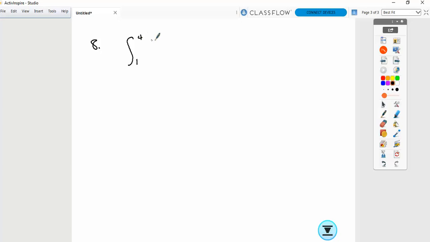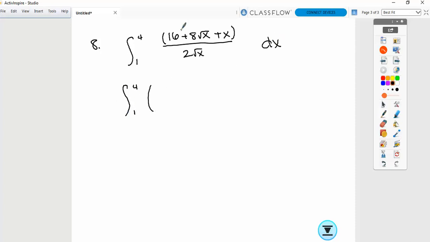So we're going from 1 to 4. I'm going to go ahead and FOIL on top, so that would be 16 plus 8 radical x plus x over 2 radical x. So if we split this up, the first term would be 16 over 2 radical x, or 2x to the 1/2. So 16 divided by 2 is 8, and we could write that as x to the -1/2 if we brought it up to the top. Next term you would have 8 radical x over 2 radical x, which is just a 4.